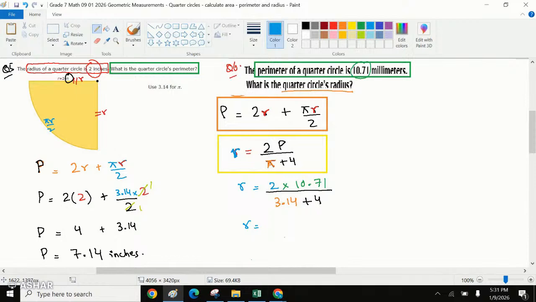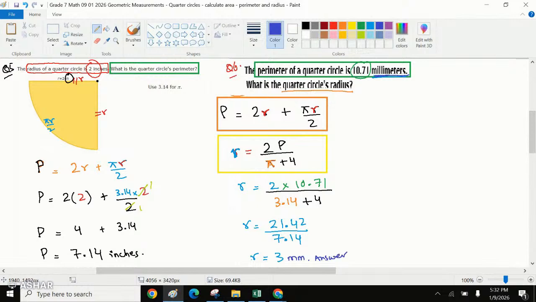So can we say the radius is 10.71 multiplied by 2 would give the answer to be 21.42 divided by 7.14. So 21.42 divided by 7.14, and the radius comes out to be 3. We are using millimeters over here, right? The given unit is millimeters. So we write millimeters, and that is our answer.